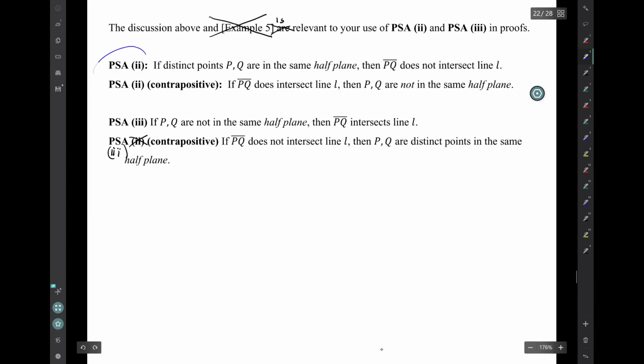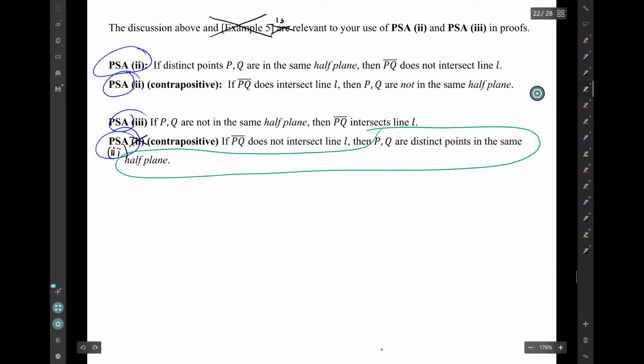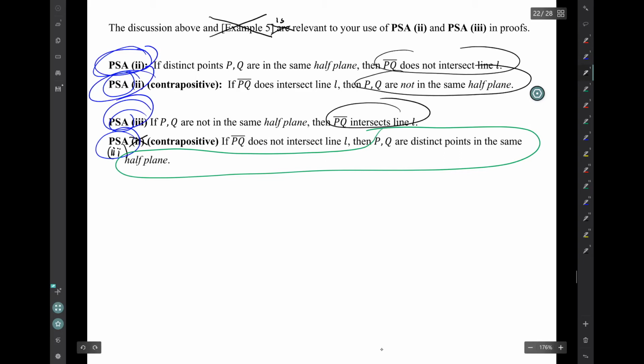Of these 4 statements, there's only one of them that ends by saying, then P and Q are distinct points in the same half-plane. These other statements, this one, this one, this one, all end by saying then something else. Then that, then that, then that. None of those things are the things that we want to prove. Our goal is to prove that P and Q are in the same half-plane.